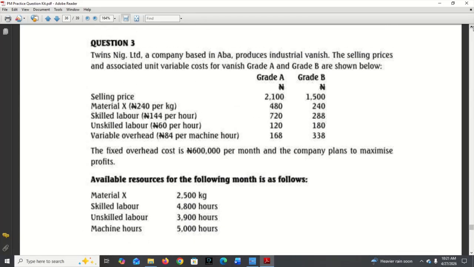Okay, so let's look at this question. This question is on linear programming. Question three, drafted from a past question. Trace Nigeria Limited, a company based in Aba, produces industrial varnish.